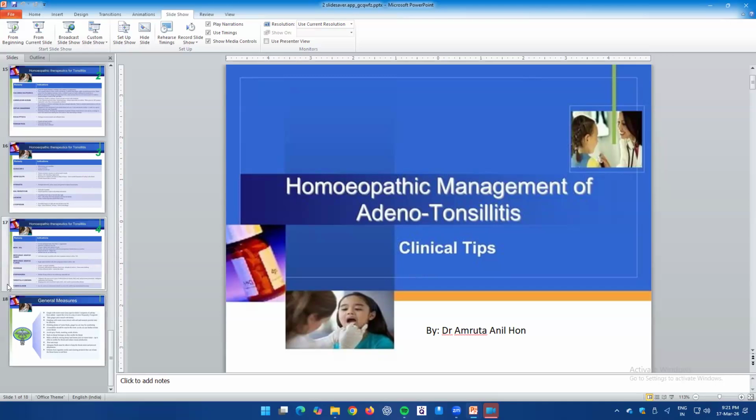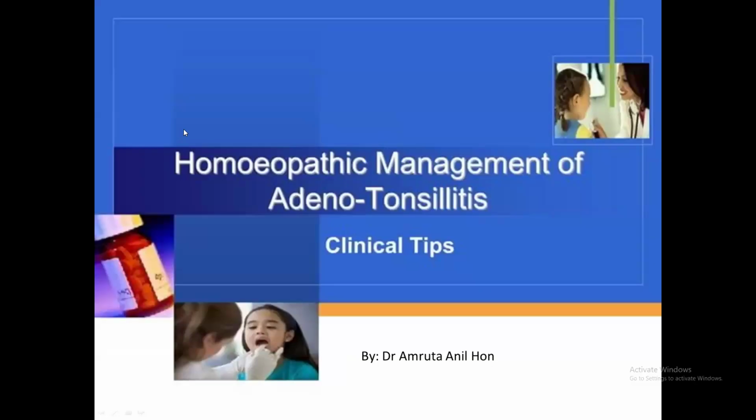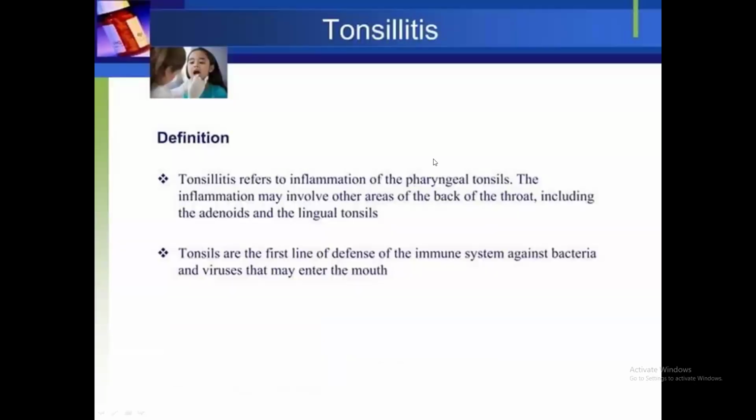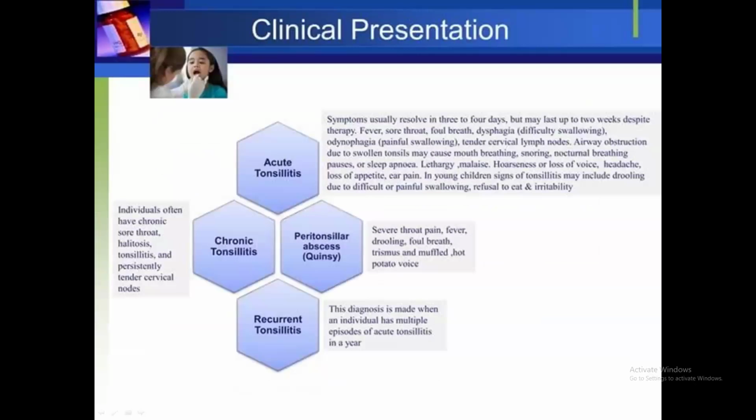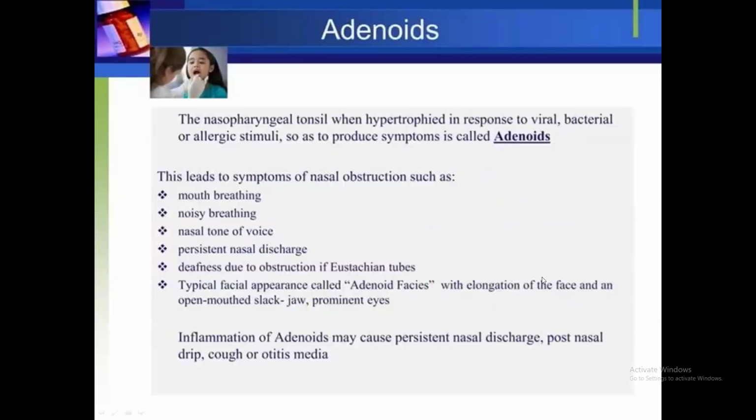Then, along with this, what type of physical generals, like appetite, thirst, sweating, and thermals. Then, in mental generals, we have to consider the behavior of the child, that is, whether he is fearful or fearless, irritable or not irritable. And then we have to consider his family history, like tuberculosis, allergies, and various types of respiratory disorders. Next slide.